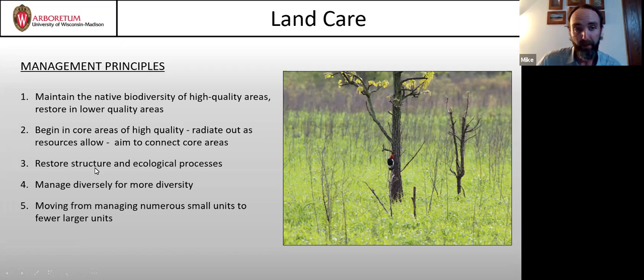They're pretty common, but the first one is, we want to maintain, first and foremost, the native biodiversity of our high quality sites, our high quality areas that are already in good condition. We want to maintain that, and then restore it in the lower quality areas. We begin in those core areas of high quality, make sure those are well taken care of, and then we radiate out from those as resources allow. And the idea being that we're going to try to connect all those different areas of high quality to make larger, more contiguous pieces of high quality habitat.